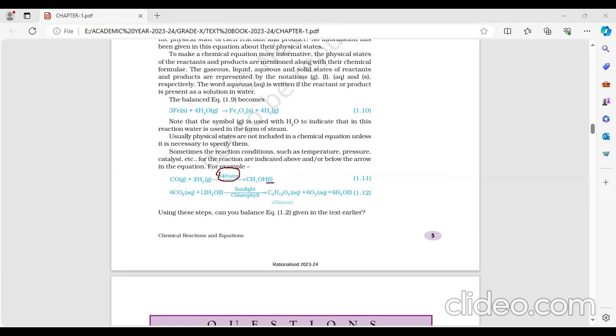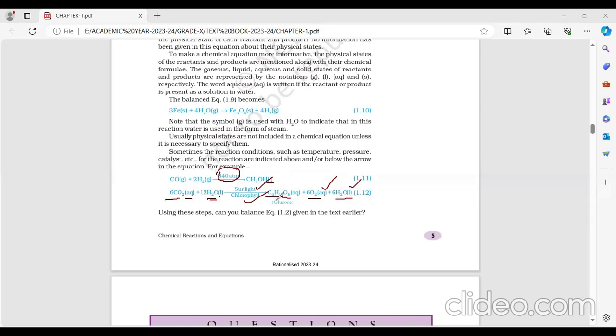Next, if you observe here, another chemical equation: carbon dioxide plus water. Carbon dioxide should actually be a gas, right? But it is dissolved, so aqueous state, plus water in liquid state. In the presence of sunlight and chlorophyll, what do we get? Glucose, C6H12O6, aqueous state, plus oxygen in aqueous dissolved state, and water in liquid state.